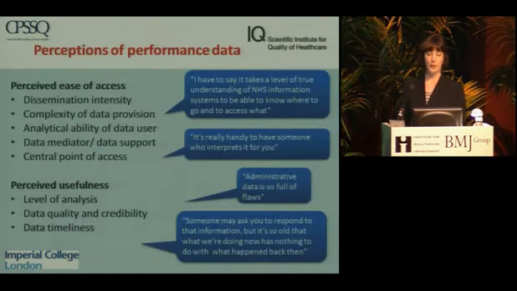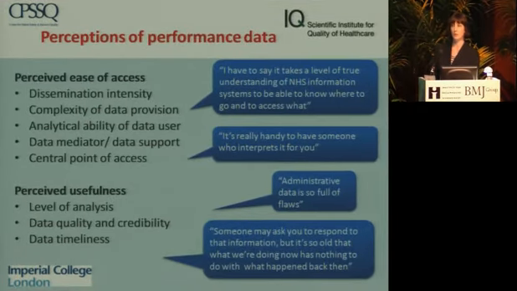Now, the reasons for this might be explained by the other key finding, which is that the perceptions healthcare providers hold about performance data greatly impact on whether or not these data are used for quality improvement purposes. And two key perceptions are the perceived ease of access to the data and the perceived usefulness. And perceived ease of access is influenced by the dissemination intensity, and the more intensely or actively data are presented to healthcare providers, the more likely they are to be used.